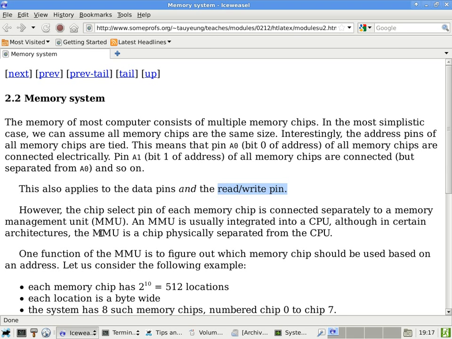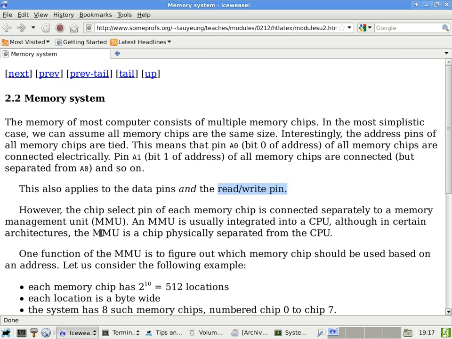The easiest way to do it, and typically this is how it is done, is we name each memory chip from 0 and up. So let's say this is chip 0, this is chip 1, this is chip 2, and this is chip 3. So are we doing okay so far? We use sequential numbers to number the chips.